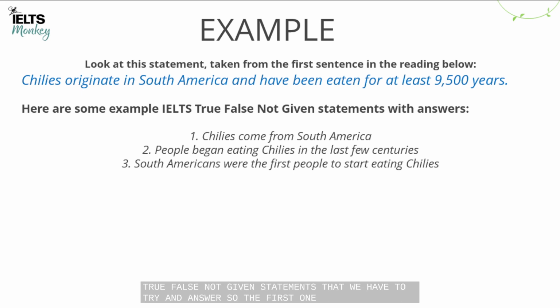So the first one being, number 1, chilies come from South America. Based on the statement in blue, is that true, false, or not given? Number 2, people began eating chilies in the last few centuries. And number 3, South Americans were the first people to start eating chilies.